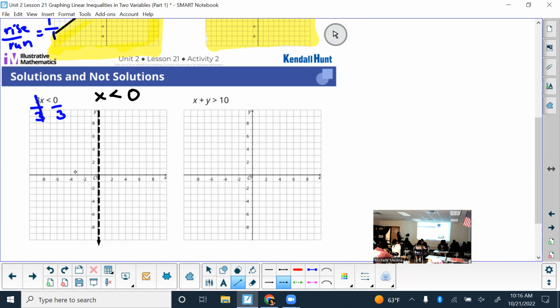All right. And why is it a dashed line on this? Zero is not included in the solution. It's less than, not less than or equal to.